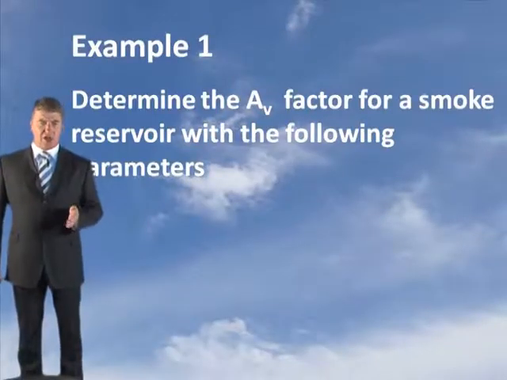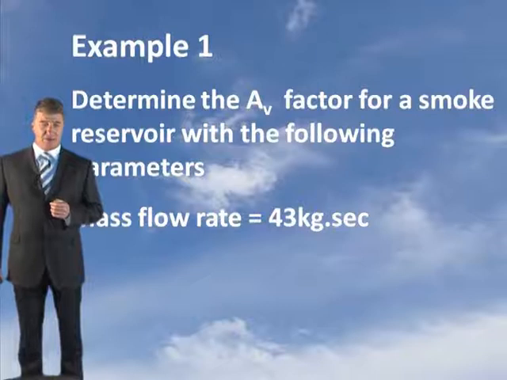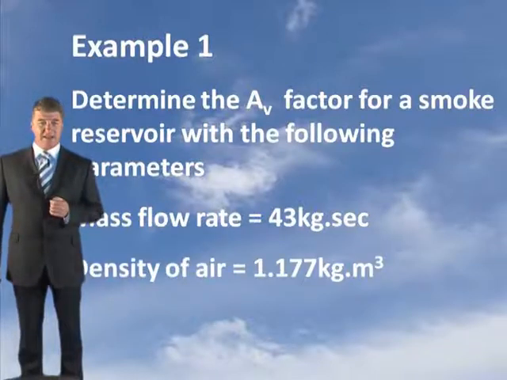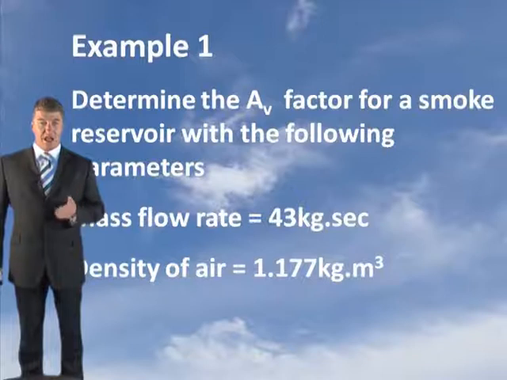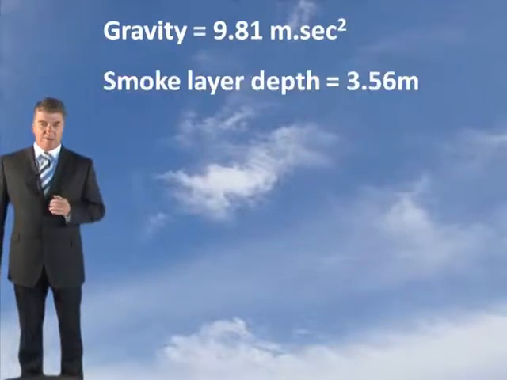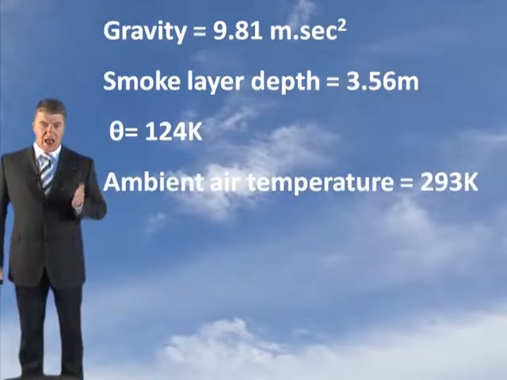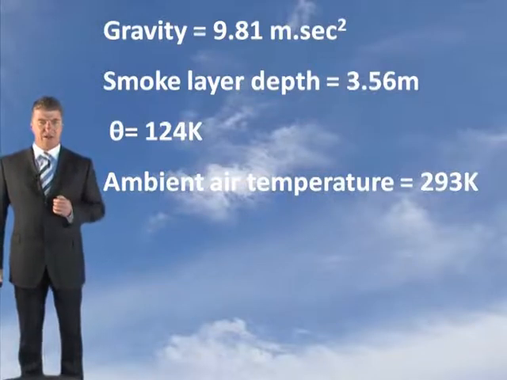Let's determine the total area of ventilators required for a smoke reservoir with the following parameters. Your mass flow rate of smoke is taken as 43 kilograms a second. Your density of air is taken as 1.177 kilograms per metre cubed. Your temperature of your smoke layer is taken as 417 Kelvin. Acceleration due to gravity is 9.81 metres a second squared. Your smoke layer depth is 3.56 metres. Your theta value, your temperature increase, is 124 Kelvin. And your ambient air temperature is 293 Kelvin.